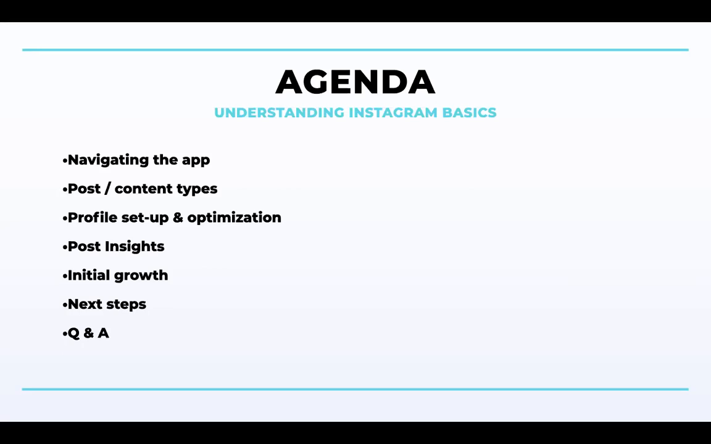We're going to go over insights, so like the metrics, the data that we can look at on our posts. And in future webinars, we'll go even more in depth on this, but I want you all to get a good understanding of what that looks like. We'll talk about initial growth, so how you can get some of those first fans, followers, and connections that you've had offline or on other platforms to come and amalgamate onto your Instagram. And we'll go over some of the next steps, like the next webinars that we're going to do, and we'll have a little bit of a Q&A.